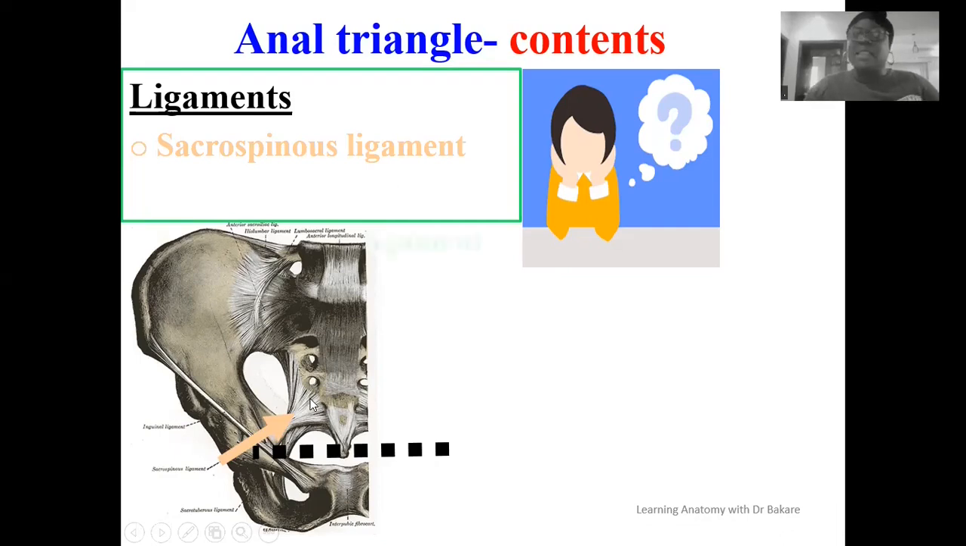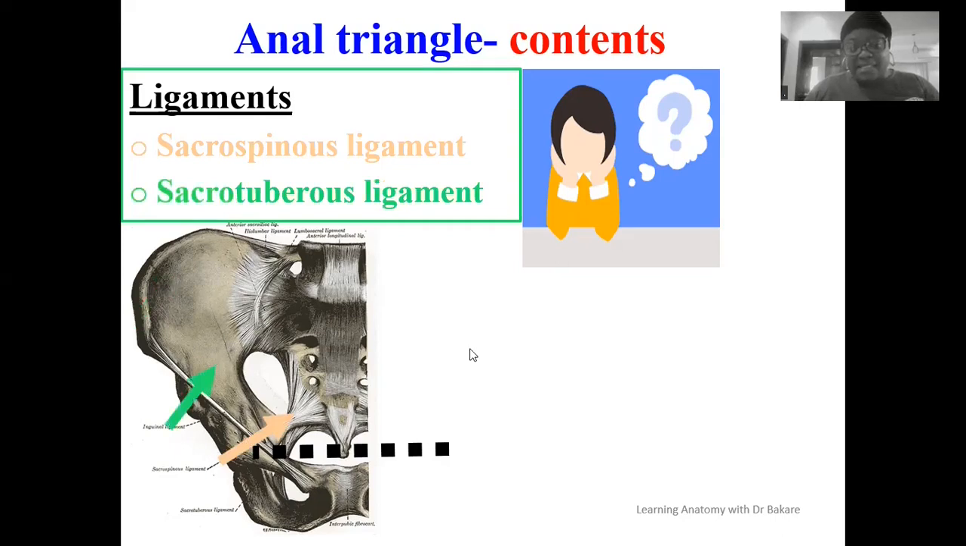We also have the sacrotuberous ligament. This is the sacrotuberous ligament here, arrowed in gray. The sacrotuberous ligament, all we still need to do is to break down the name, is a ligament that extends from the tuberosity of the ischium. And you see the fibers are directed, also finally inserting on the lateral border of the sacrum. This is what is presented here in this image. So you have these two ligaments also contained within the anal triangle.